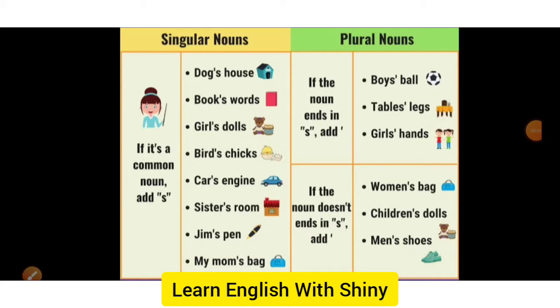Good morning, grade 3. Today we will learn how to use apostrophe s with singular and plural nouns.